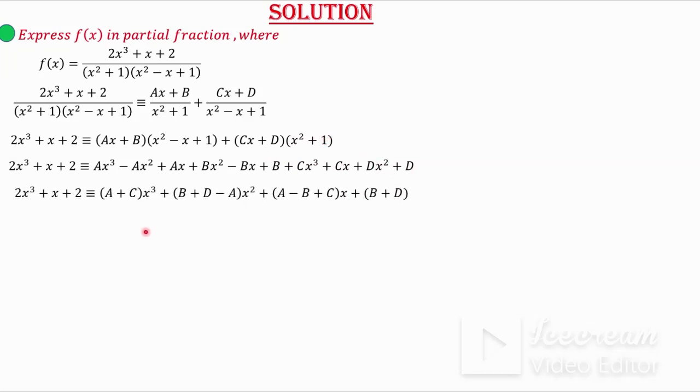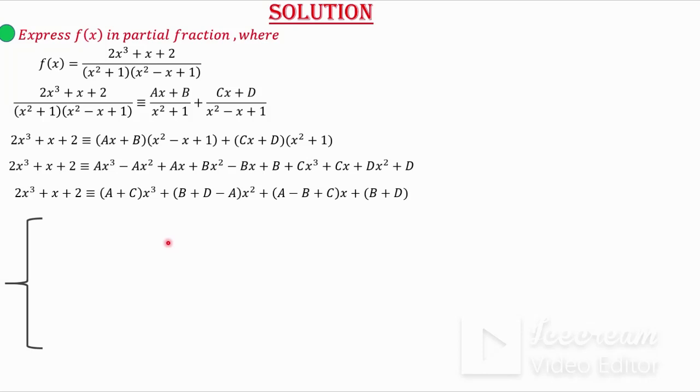Bringing like terms together on the right hand side, we obtain 2x cubed plus x plus 2 equivalent to (a plus c) times x cubed plus (b plus d minus a) x squared plus (a minus b plus c) x plus (b plus d).